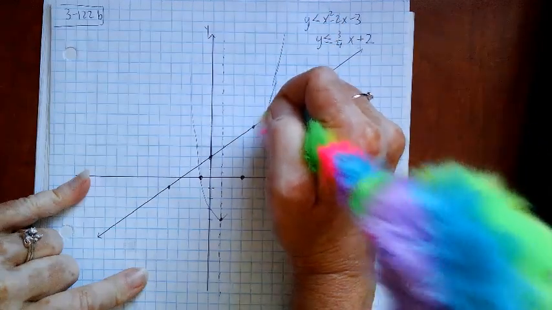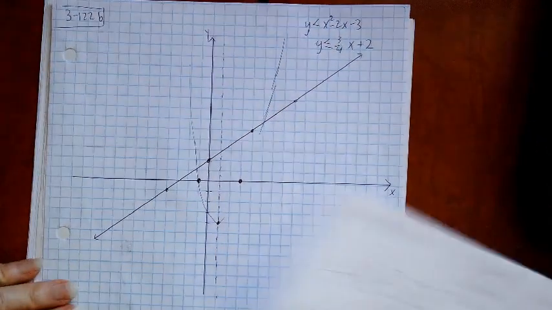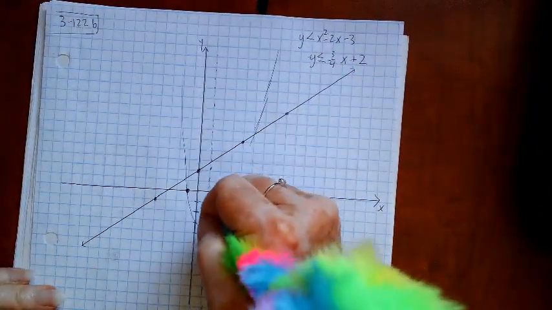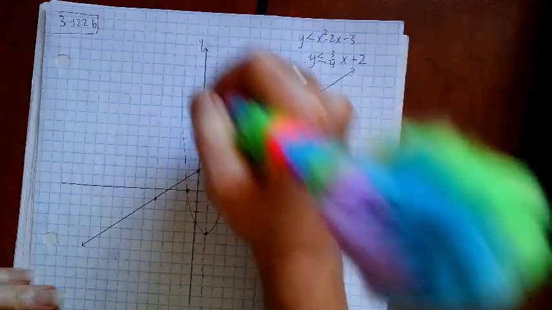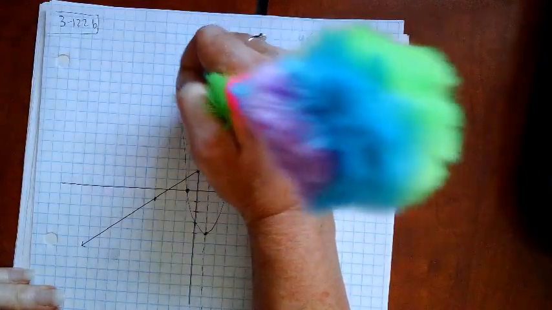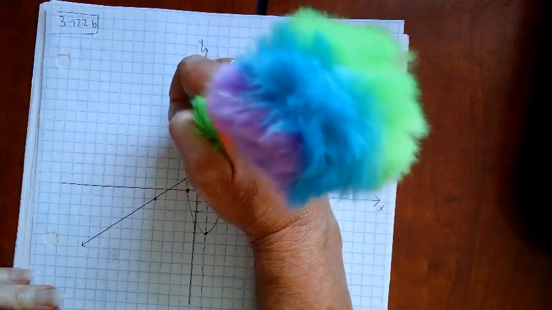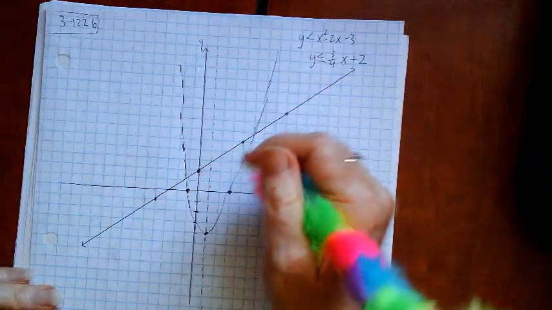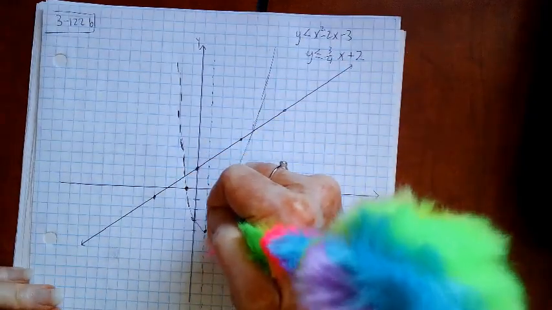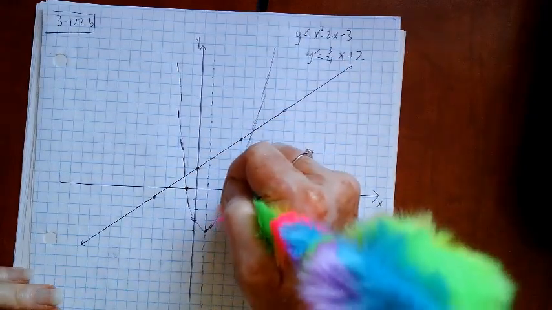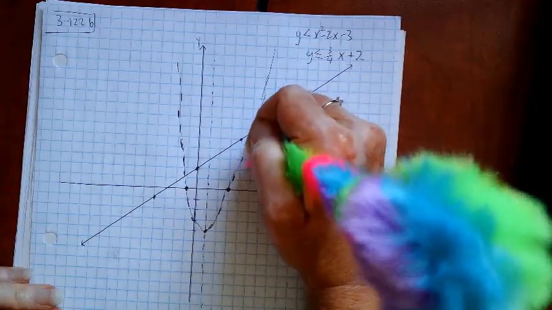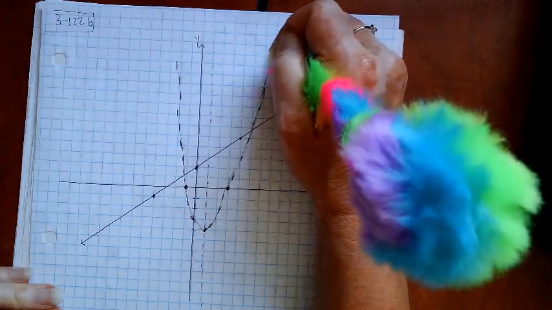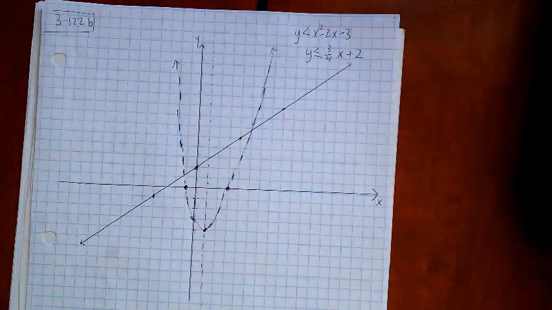Oh, it's supposed to be a dotted line, I think, because of that. So don't worry, I can fix it. If that happens to you, just make it look dotted or dashed, because it's less than but not less than or equal to. So any points on the actual graph are not solutions, so that's why we're making it a dotted or dashed graph.